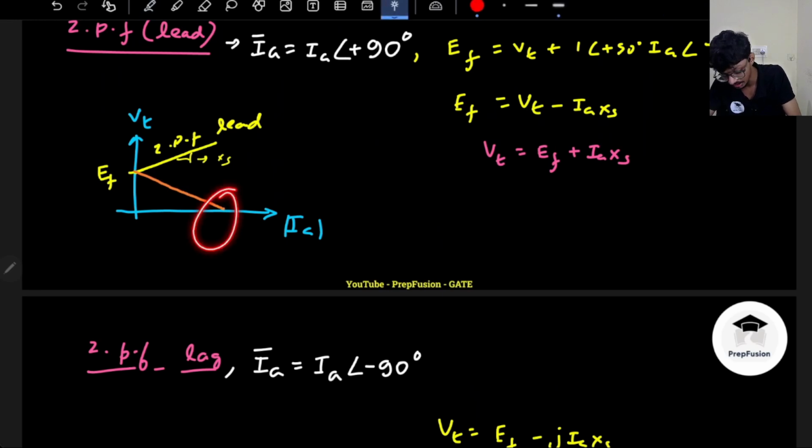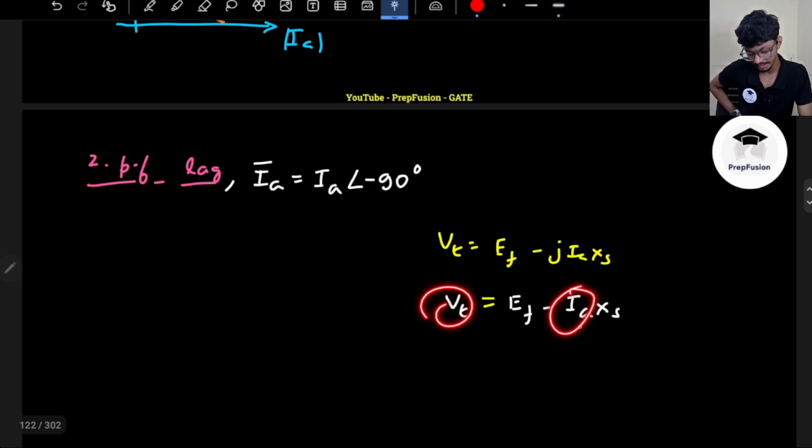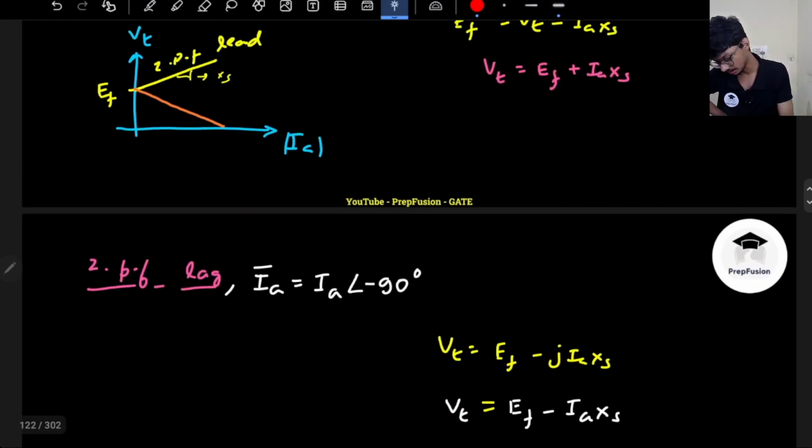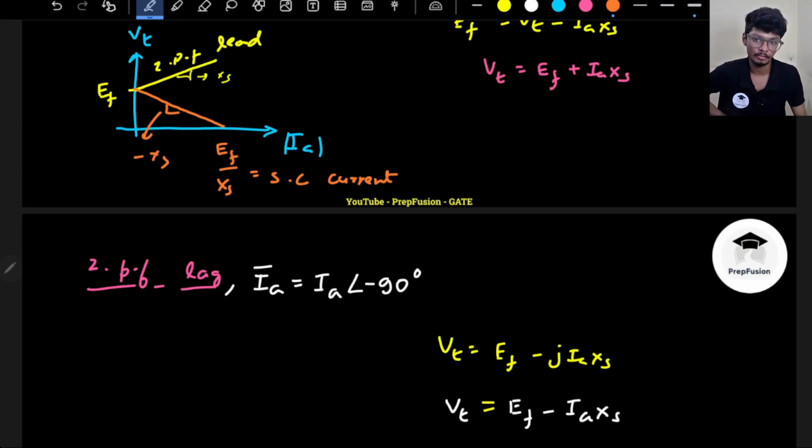For a lagging load, it will reduce to here. What is this point where the voltage is 0? When Vt is 0, what is the value of Ia? Ia is EF by Xs, also known as the short circuit current. So this slope will be minus Xs. So this was the analysis for a zero power factor.